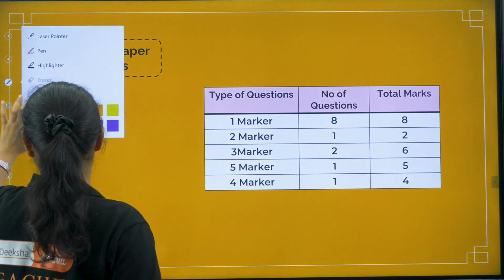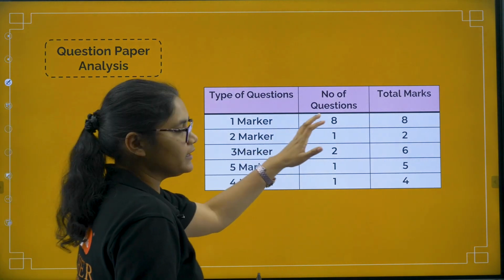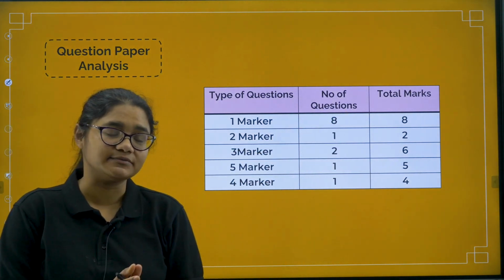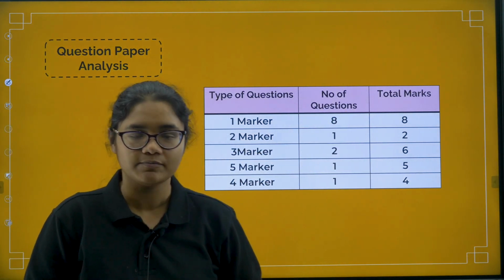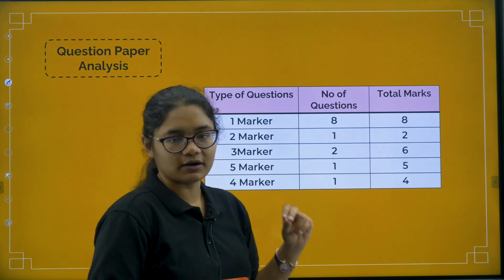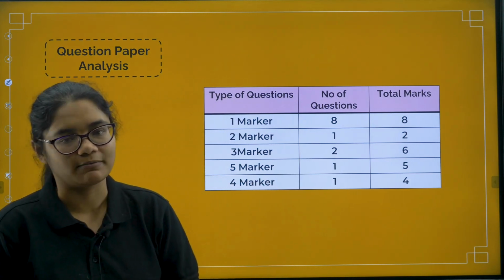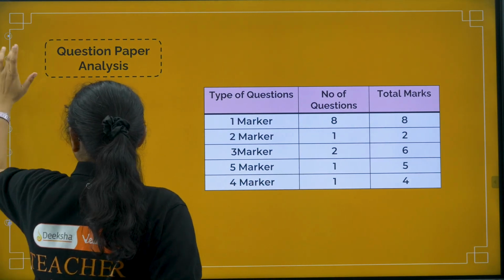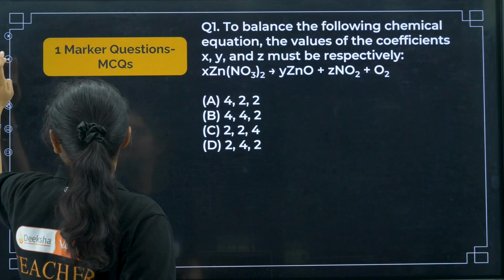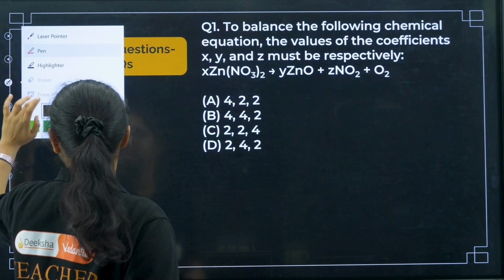This will tell you what is the level of your preparation. So let me just discuss the pattern. There will be 8 1-marker questions, out of which 7 MCQs and 1 assertion and reason question, 1 2-marker question, 2 3-marker questions, 1 4-marker and 1 5-marker question. Now moving forward, we have this question, the first one.